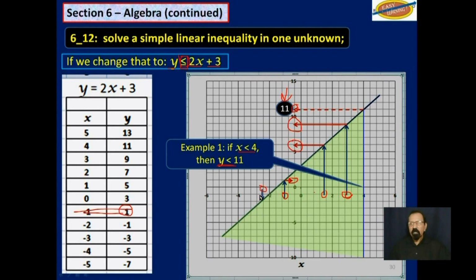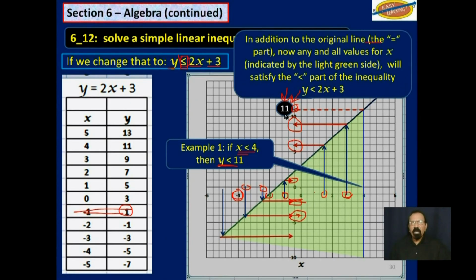And you pick another point here, somewhere between -2 and -4. You come across here, notice this here is less than 11 because 11 is up there. And for good measure, let's pick another point less than 4. Now this is close to -4. You come across and your answer is actually -4 down here. It is less than 11. So if you pick any number less than 4, y will always be less than 11. In addition to the original line, the equal part, now any and all values for x indicated by the light green side will satisfy the less than part of the inequality. Y is less than 2x plus 3.